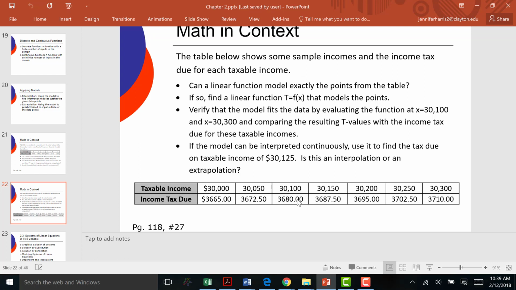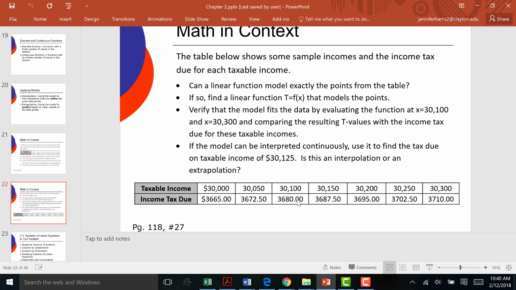Where it says verify that the equation you created works, it literally wants you to go plug in 30,100 into the equation and see if you get 3680. You can't see it because I've got a data table. It says verify that your equation is the right equation. Plug 30,100 into your equation, and what should you get? 3680. Over here, come over and plug in what? 30,300 and see if you get 3,710.